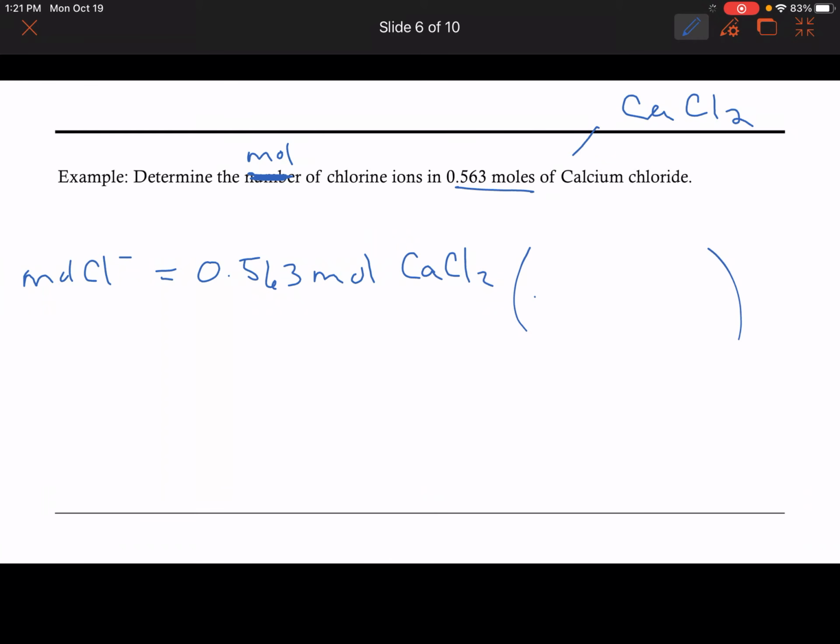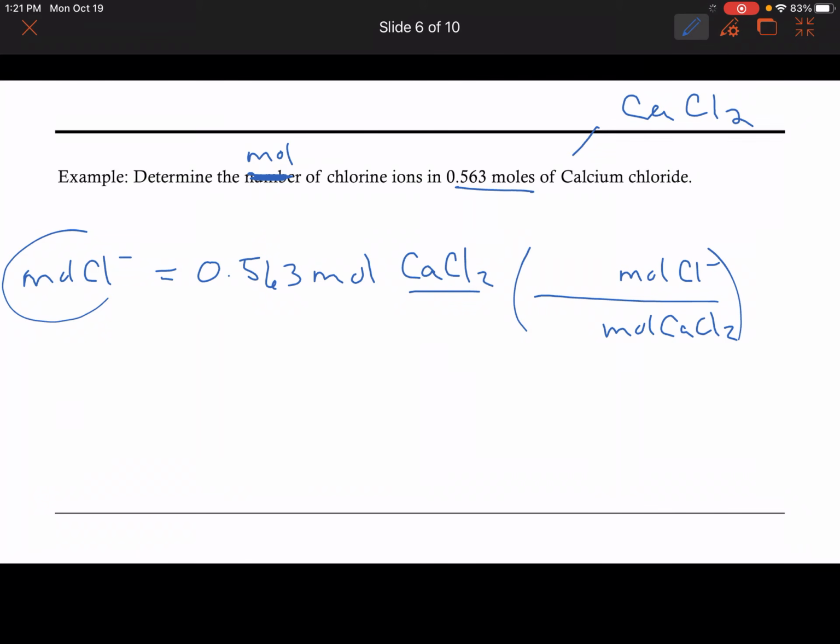So now I'm going to draw my conversion factor. This is why it's important to be detailed and put in the calcium chloride here, because it gets confusing otherwise. So moles of calcium chloride goes on the bottom. Moles of Cl minus is going to go on the top. And then I need to figure out what is the ratio between those two things.